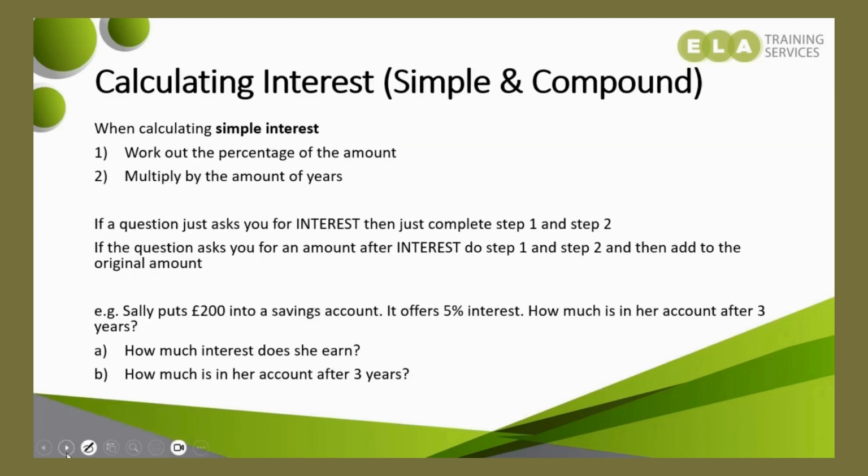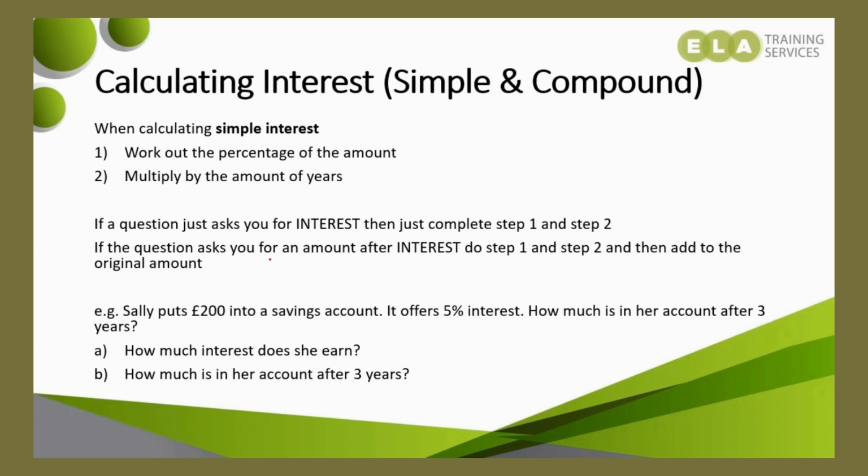Okay. So now we've dealt with simple percentage increase and decrease, we now do it in terms of interest, so anything to do with money and banking. Simple interest we calculate by working out the percentage of the amount and then multiplying by the number of years. So if a question just asks you for interest, then you just complete step 1 and step 2.